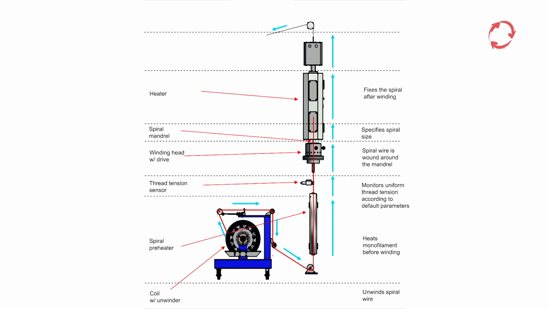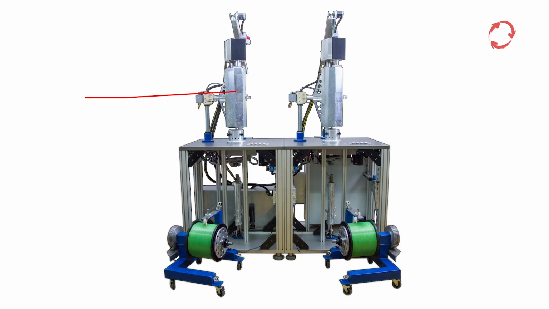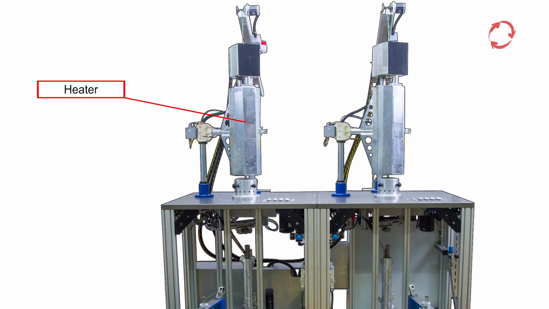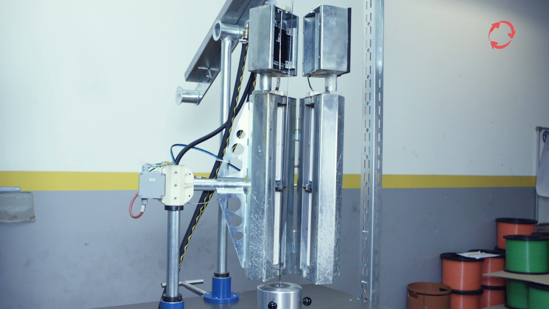The spiral passing through the mandrel is fixed in the heater, meaning that the spirals are heated in order to prevent them from twisting or springing back onto the mandrel when leaving it. Ceramic infrared heating elements are located in the two-section heater housing. The control system monitors the temperature in the heater via two thermocouples and adjusts it where needed.